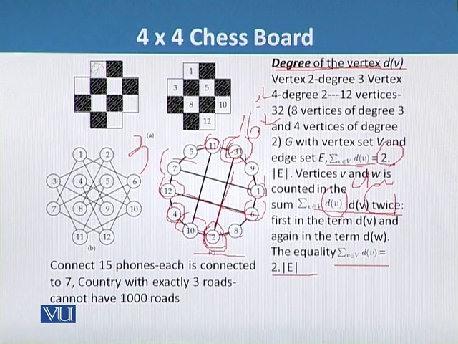Explain why we cannot connect 15 phones in such a way that each is connected to exactly 7 phone sets. And we can also explain why a country with exactly 3 roads out of every city cannot have precisely 1000 roads.